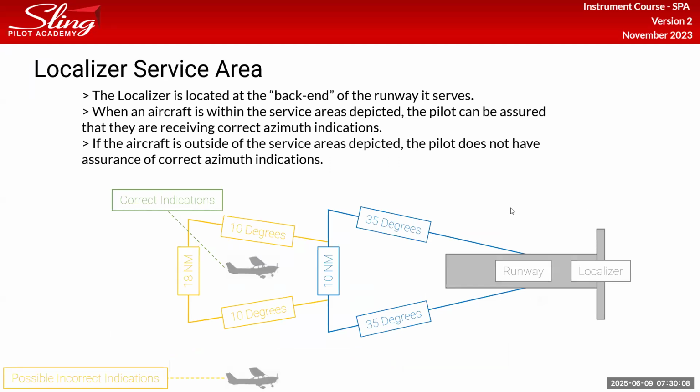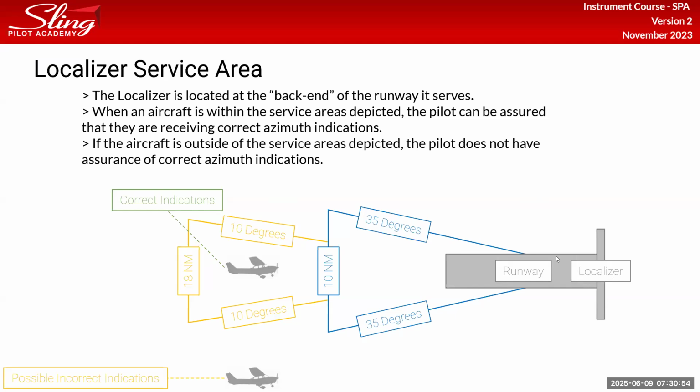Okay, localizer service area, meaning where can you receive signal from the localizer? It's located at the back end of the runway it serves. So for us, the localizer will be on the 9 left end of the runway, or the departure end of the runway for 27 right. When an aircraft is within these service areas depicted, the pilot can be assured that they're receiving the correct lateral indications. If the aircraft is outside these service areas, the pilot does not have assurance of the correct lateral indications. So we have a runway and our localizer.